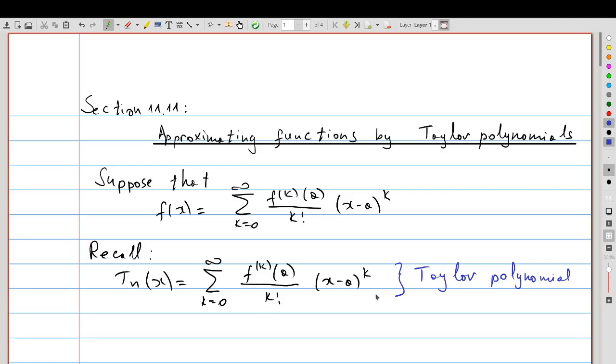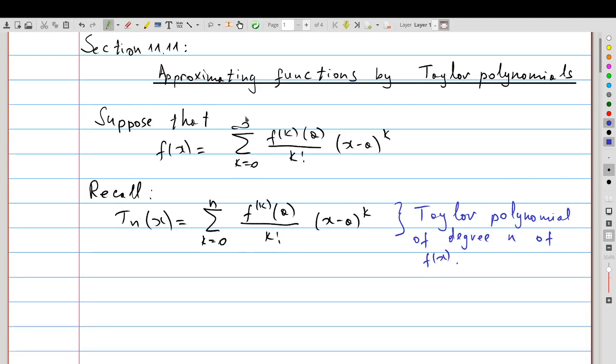It's easy to see that the highest power that occurs in this sum, oops, this should have been n over here, the highest power of x that occurs in this sum is n, and so we can say that this is a Taylor polynomial of degree n of the function f of x. And so, of course, this is also the nth partial sum of the Taylor series.